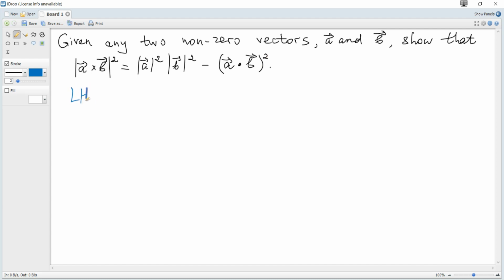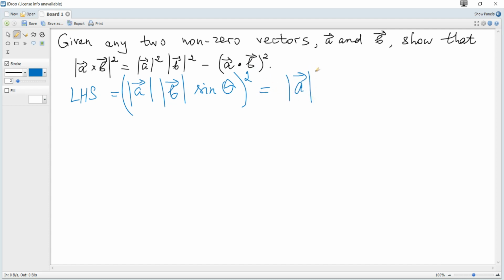So let's consider the left hand side. It is given in the data booklet that the magnitude of the cross product of two vectors is equal to the magnitude of the first vector multiplied by the magnitude of the second vector and multiplied by the sine of the angle between them. Since this magnitude is squared, this also should be squared, and it is equal to a vector magnitude squared, b vector magnitude squared, sine squared of theta.